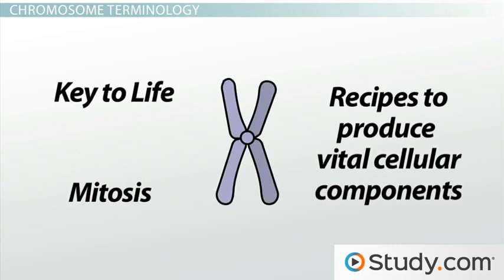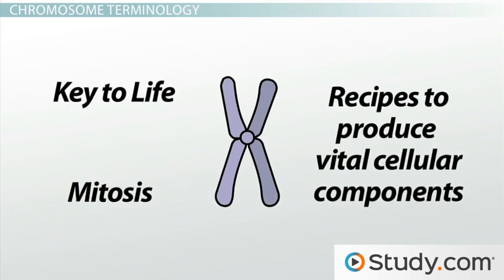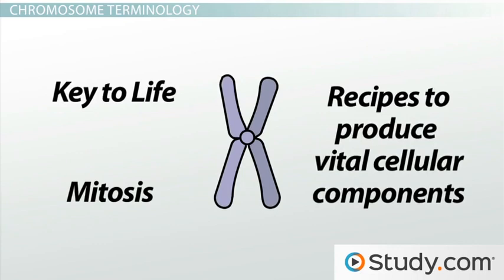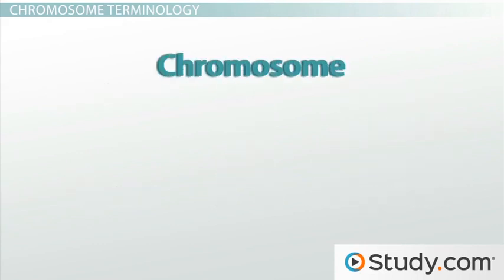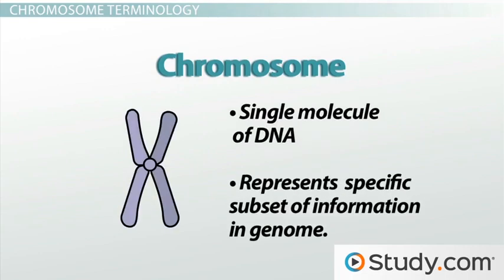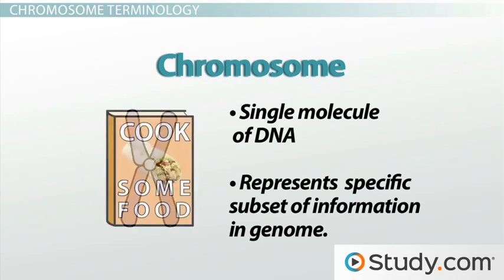Have you been able to keep track of all this chromosome terminology we've been throwing around? Yeah, okay, me neither. So let's see if we can write everything down and clarify everything in our minds before we move on. So let's see. Basically, a chromosome is a single molecule of DNA which represents a specific subset of the information in the genome. And I think we said we were going to try to remember this as each chromosome being a different kind of cookbook, right?